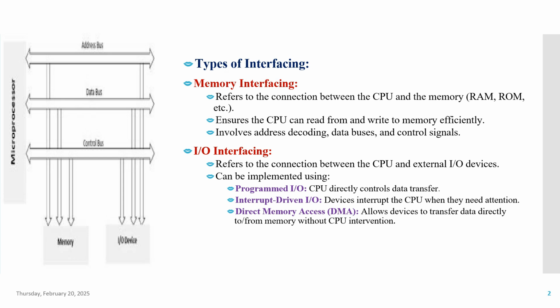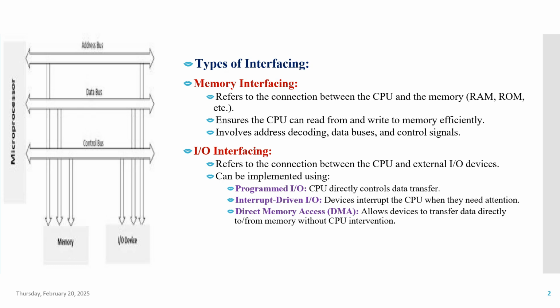The types are memory interfacing and input-output interfacing. Memory interfacing is the connection between the CPU and memory components such as RAM and ROM. What are the key functions? It enables the CPU to read from and write to memory efficiently, that is the RAM and the ROM. It involves address decoding, data buses, and control signals, which manage the timing and control of data transfer. What is the importance of memory interfacing? It ensures that the CPU can access data quickly, which is vital for system performance.